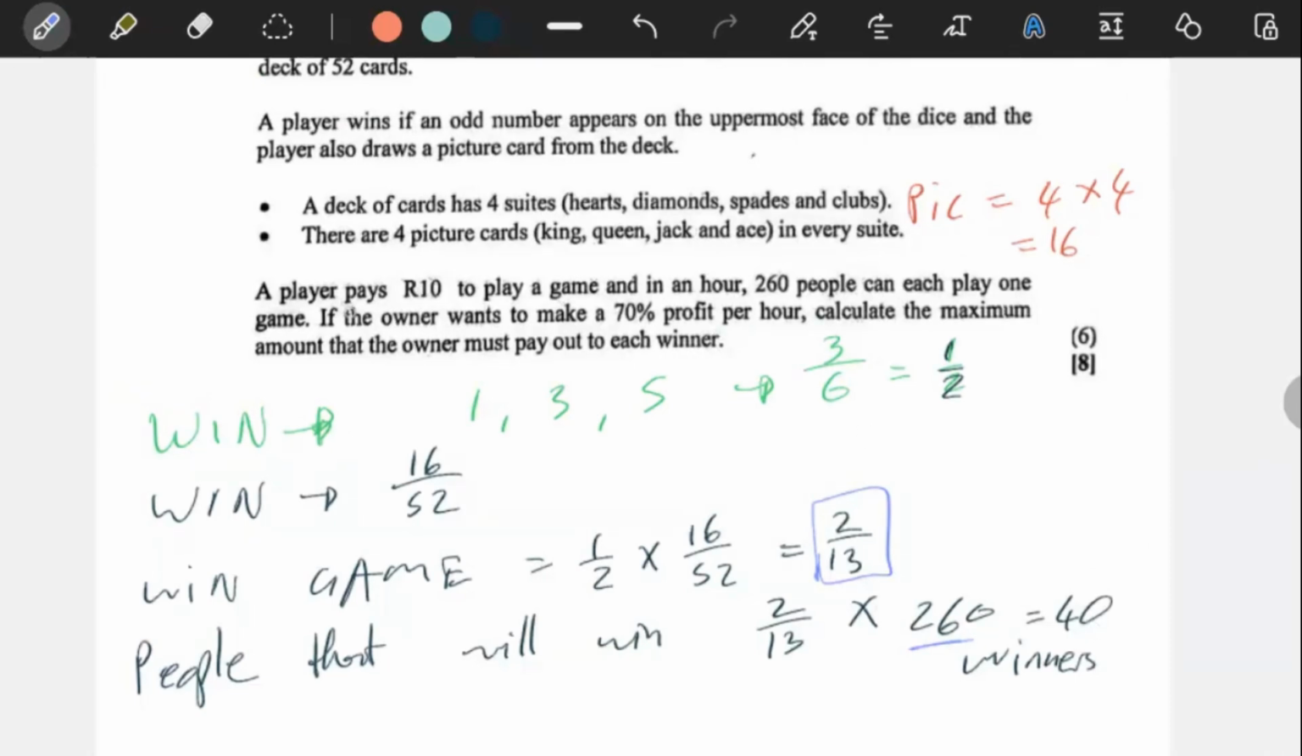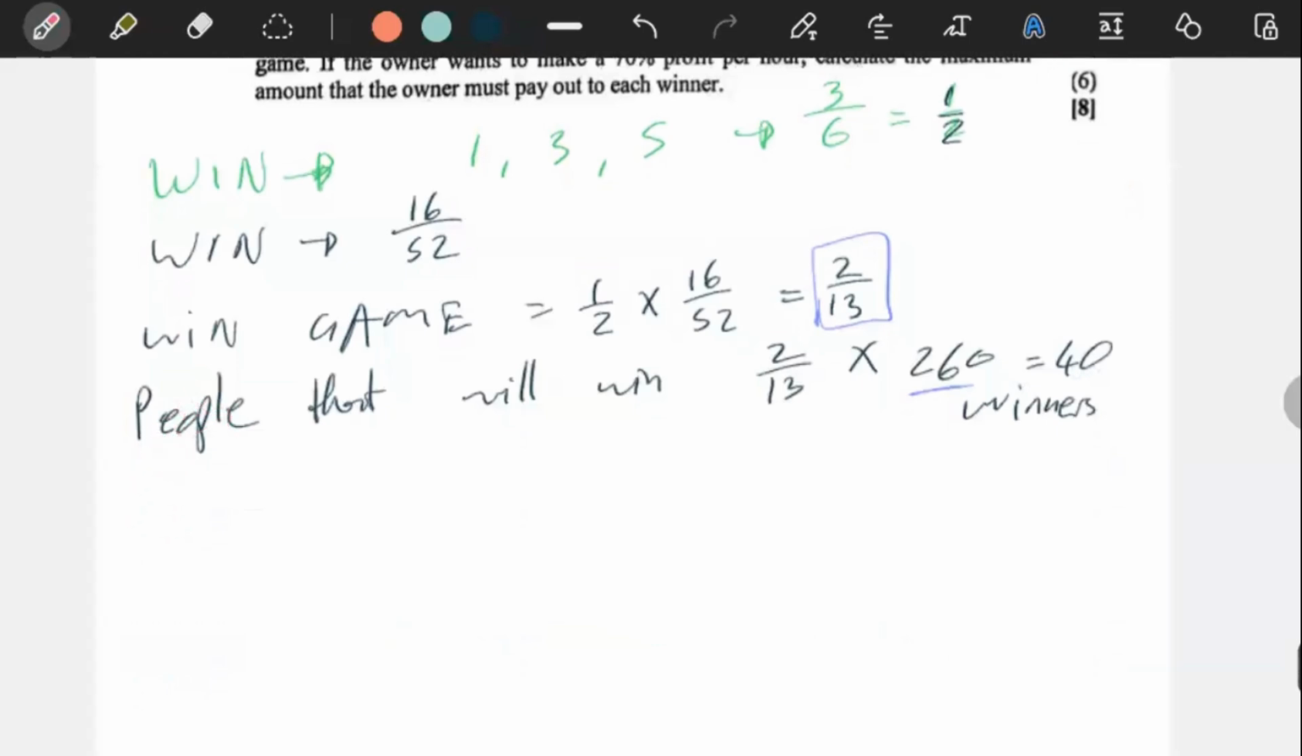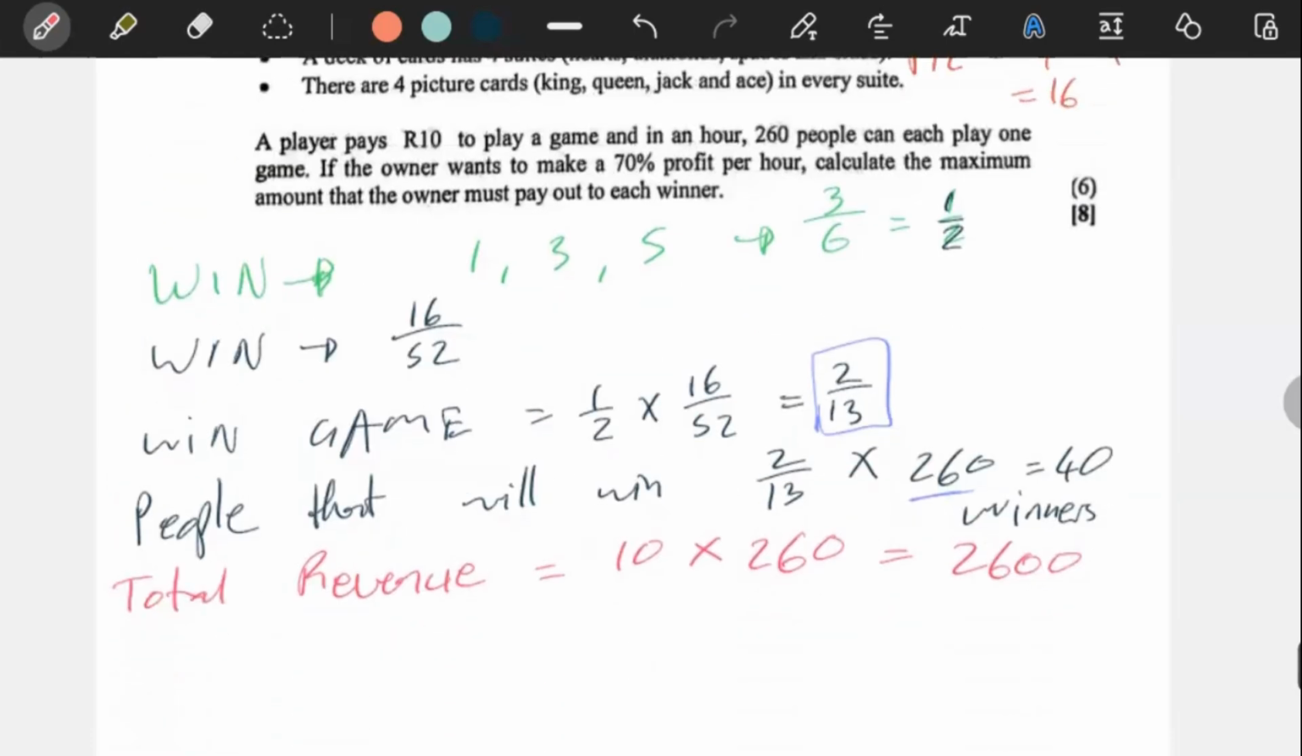So with all that being done, they said a player pays 10 rand to play a game in an hour. 260 people can each play one game. So meaning that per game, the owner of this game park, let's see here. So per game, let's say total revenue. So total revenue is going to be 10 rand times 260 people. This is 2,600 rand. That's the total revenue that they get.